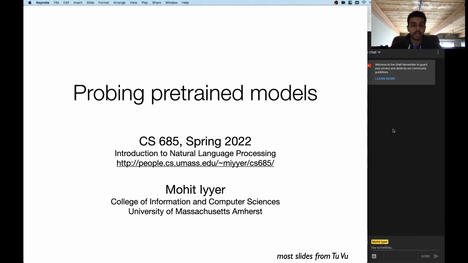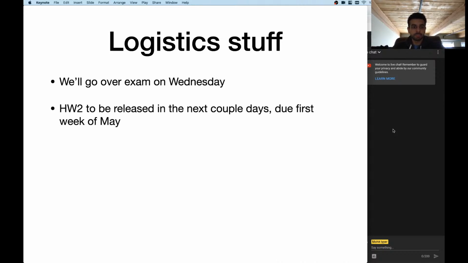So today's topic is probing pre-trained models like BERT or GPT or these other things that we've learned about to understand what kinds of linguistic properties they have learned in their various layers and parameters and so on. So we'll go over a couple of different methods for assessing the types of knowledge that are encoded by these models.